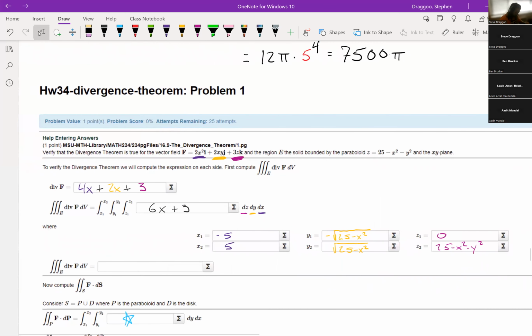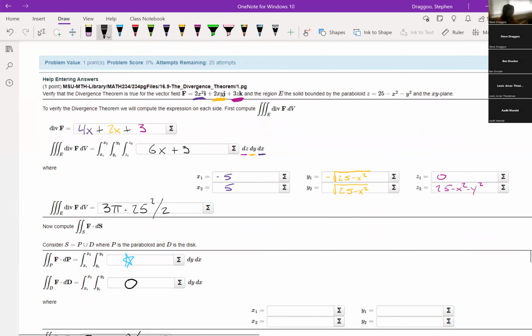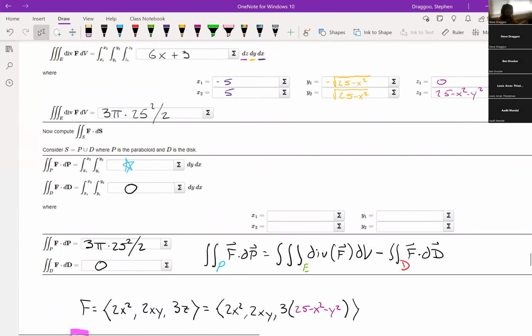So I'll just plug this in over here. We found 3 pi times 25 squared over 2. Just plug that in there. So the rest of the problem, I just kind of want to talk about conceptually.